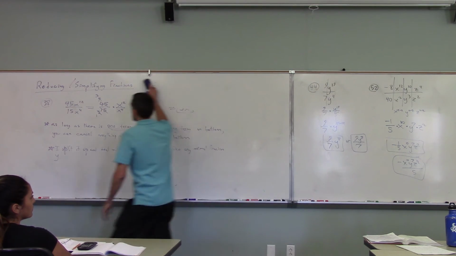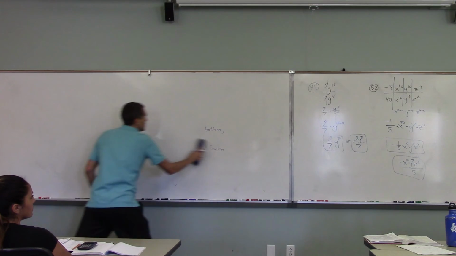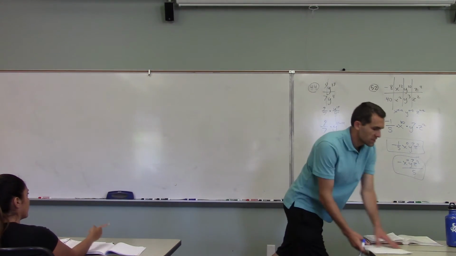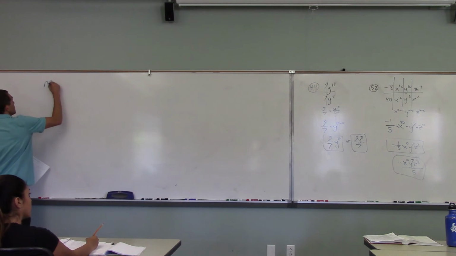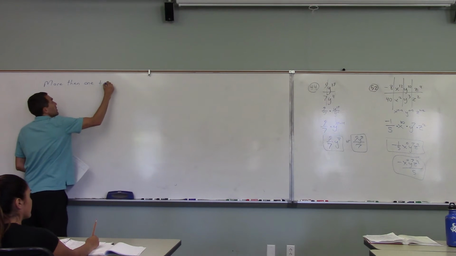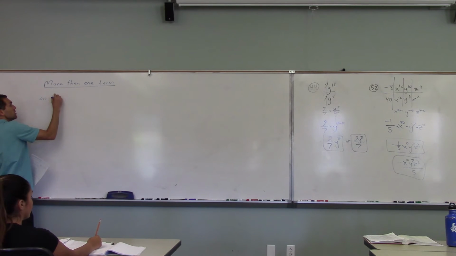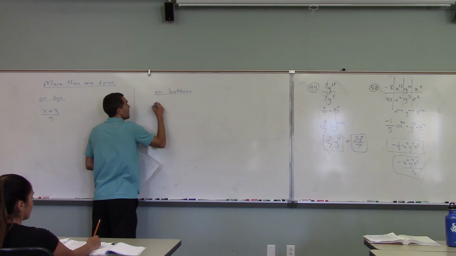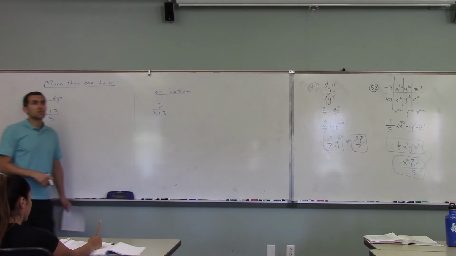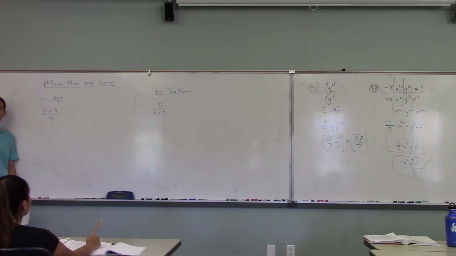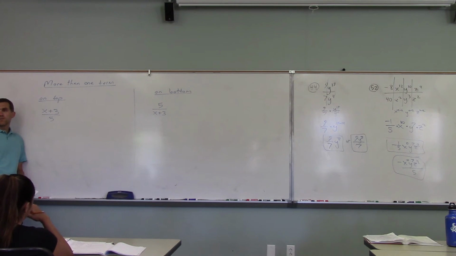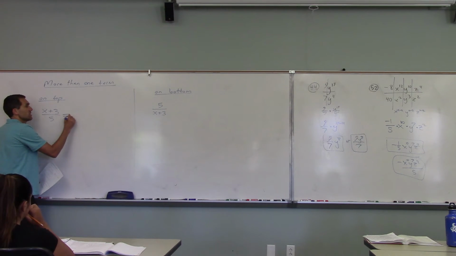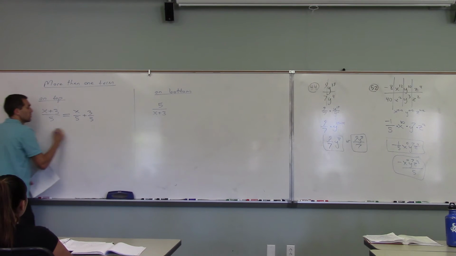Okay, the last piece of information is, what if there's more than one term? If there's more than one term, in one situation you can absolutely deal with it. In the other, you can't. So more than one term on top, x plus 3 over 5, or on bottom, 5 over x plus 3. Which of these can we split up? We can split one of them up. When it's on top, this one is x over 5 plus 3 over 5. We can split this up.